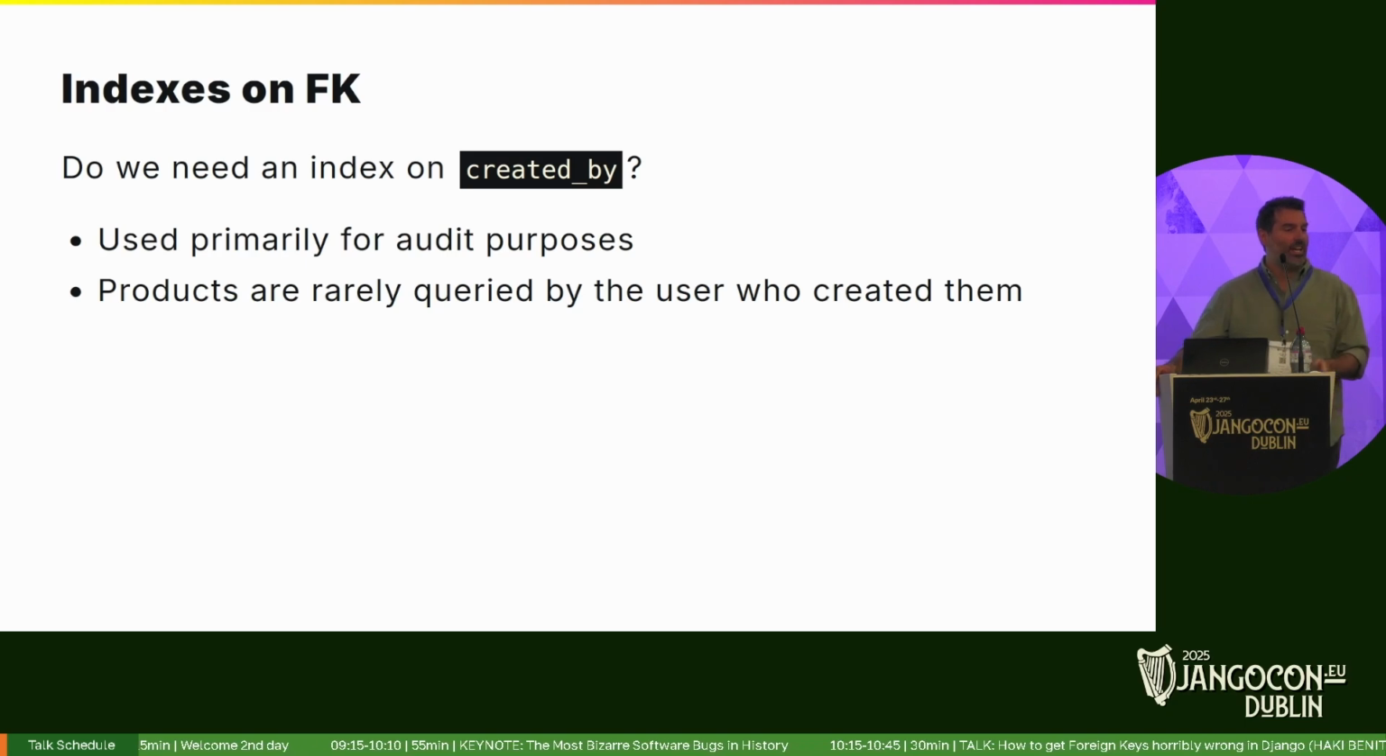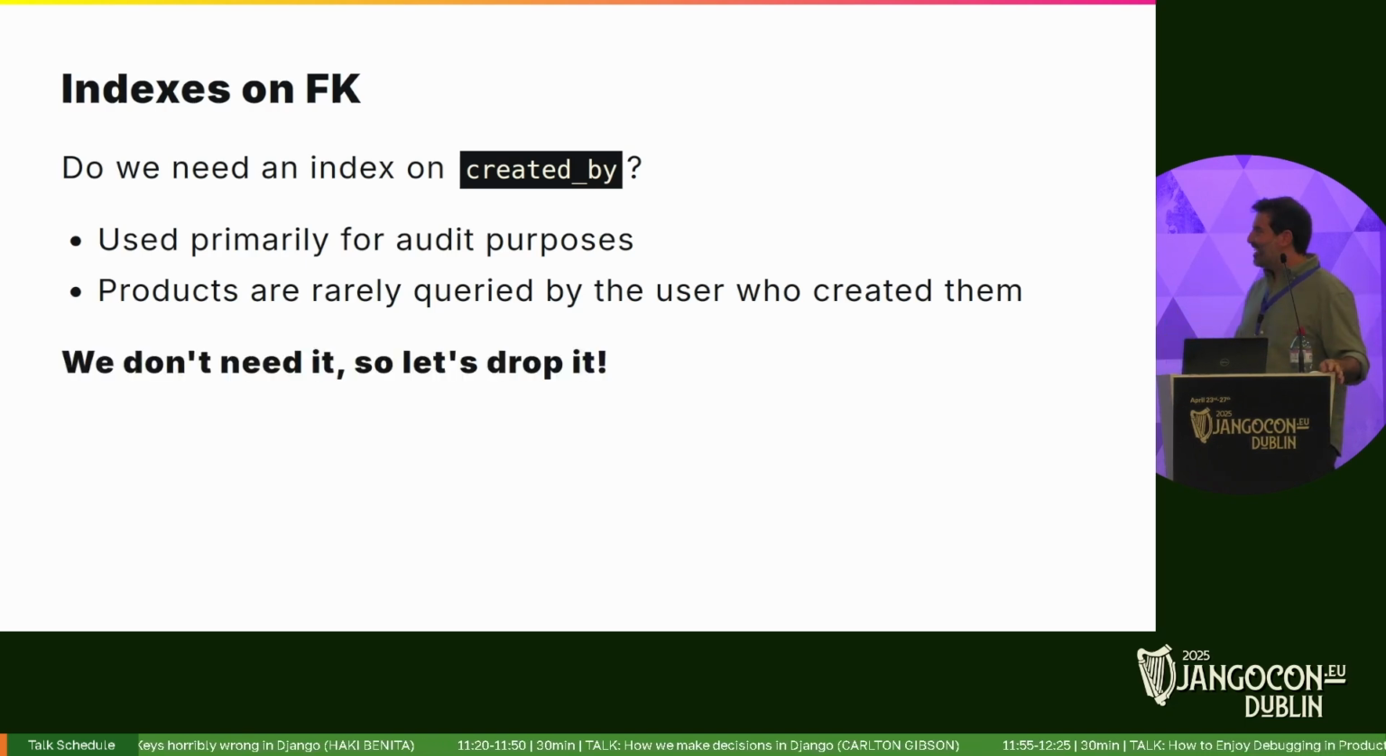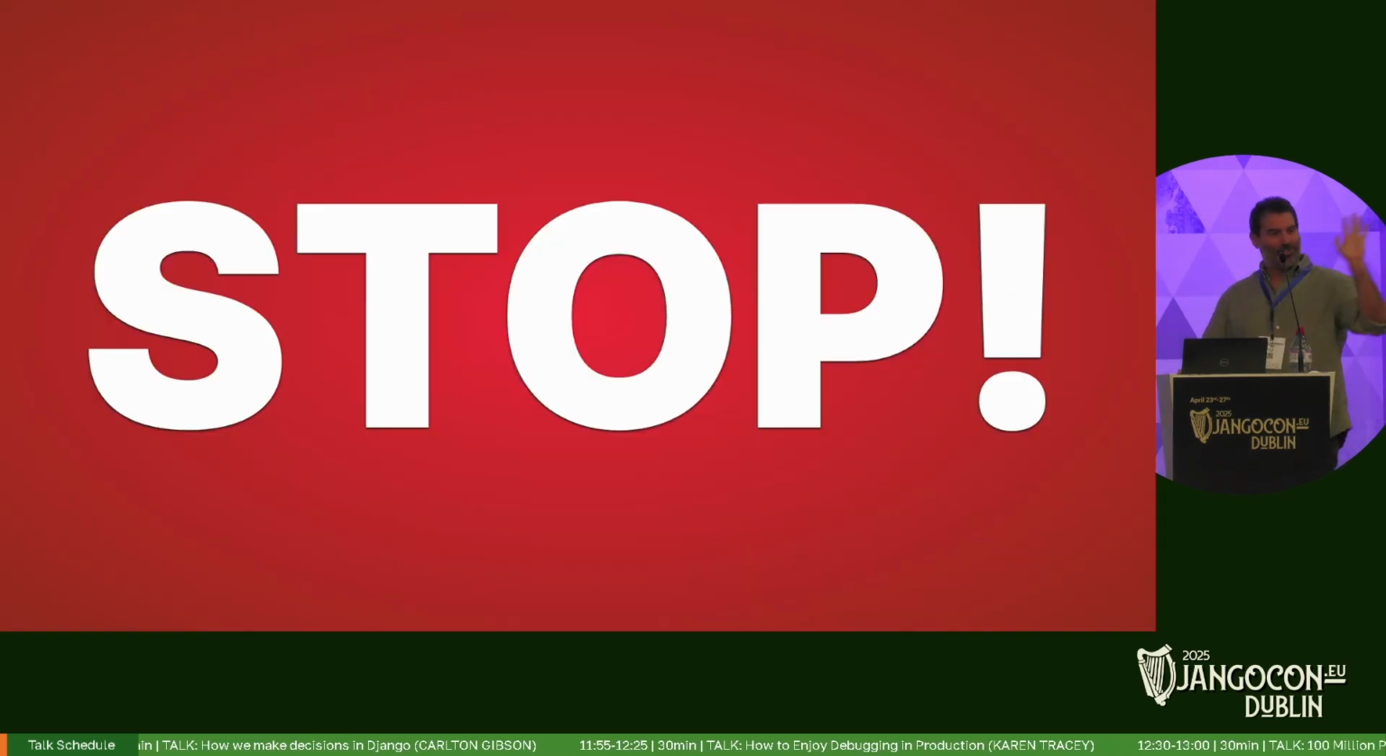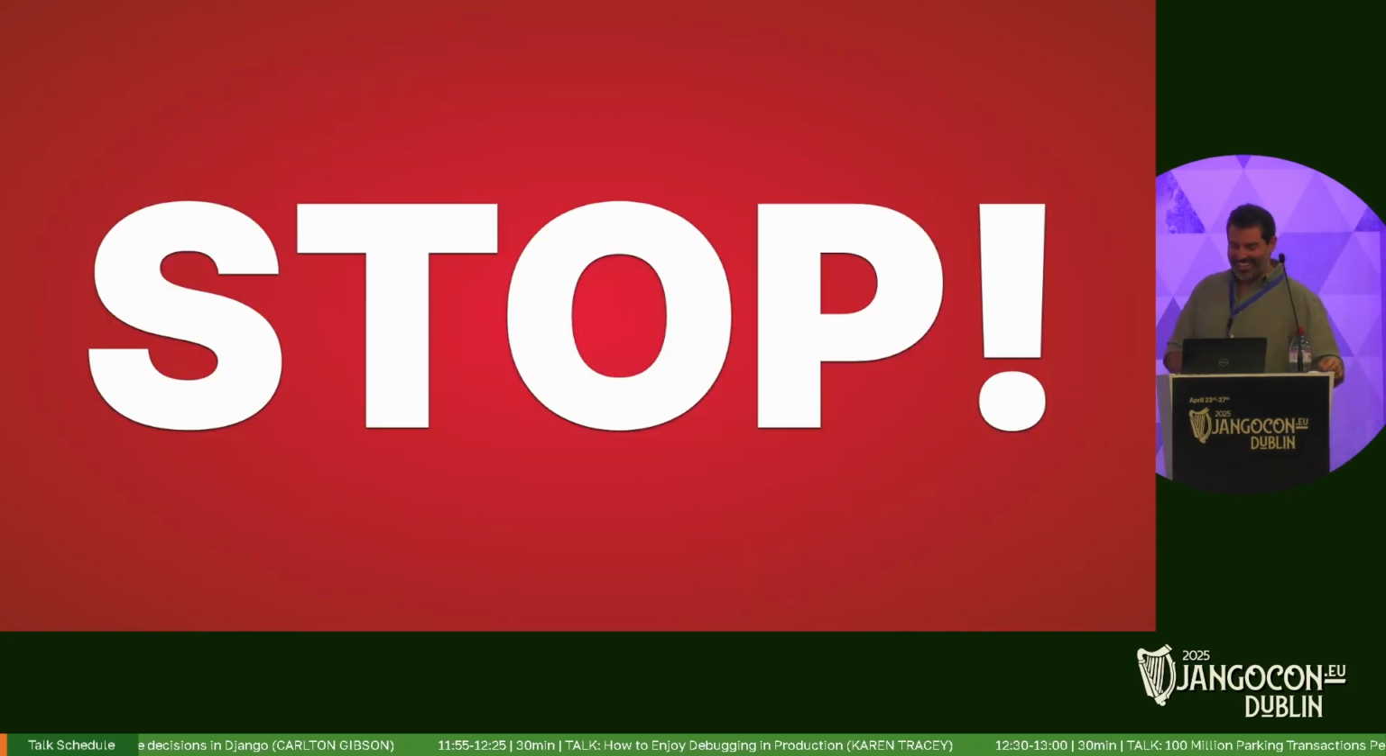Can we drop this index? It was created implicitly for us by Django. We didn't make this decision explicitly anyway, so can we drop it? Okay, I see yes, I see no, you're all very quiet, so I just say, sure, let's drop it, okay? Let's drop it. Now, before we drop an index on a foreign key, and some of you caught this, we need to stop and think for a second, okay?